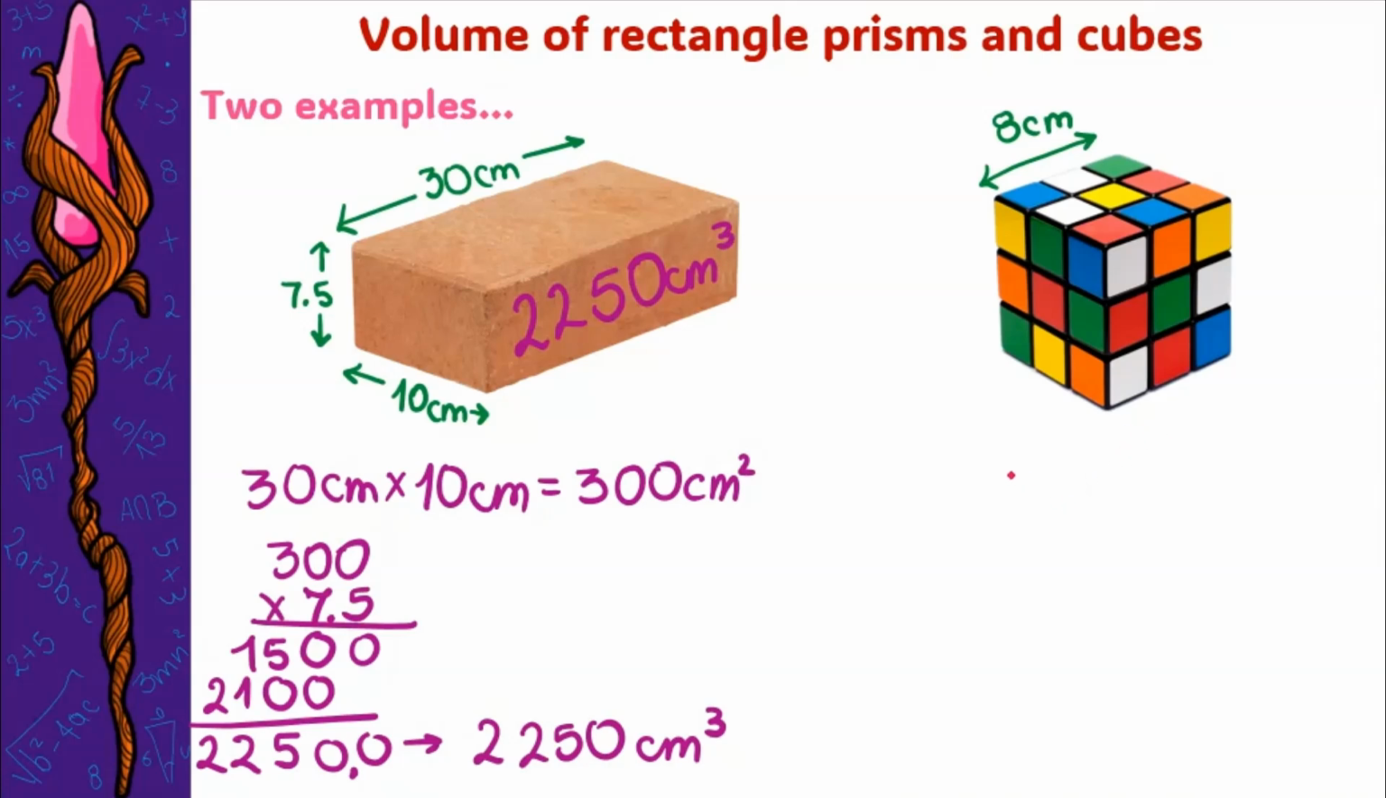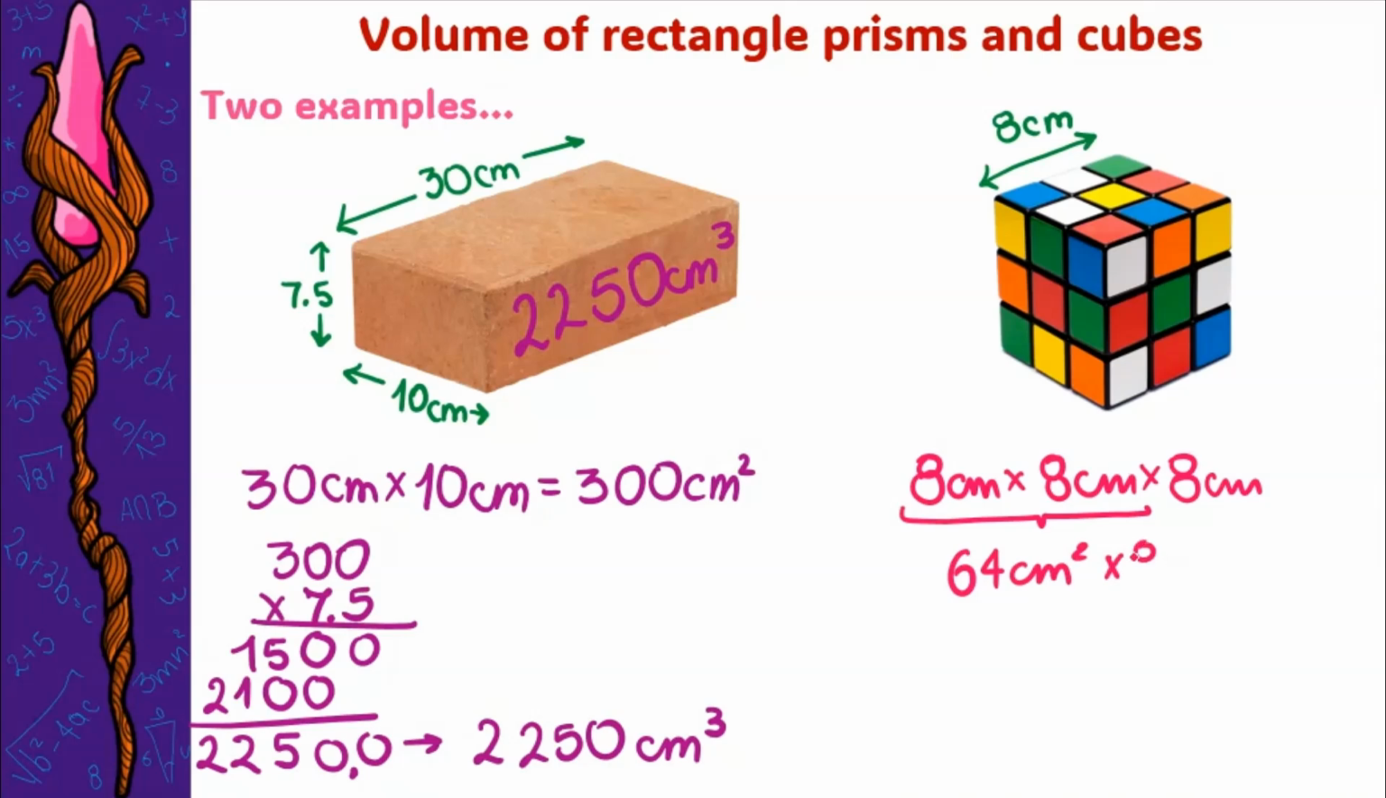Let's check the Rubik's cube. Since it's a cube, we can just multiply the same number 3 times. So it would be 8 centimeters times 8 centimeters times 8 centimeters. Let's start with these two. 8 times 8 is 64 square centimeters, and then times 8 centimeters. 64 times 8. 4 times 8 is 32. 6 times 8 is 48, plus 3 is 51. So the volume is 512 cubic centimeters.